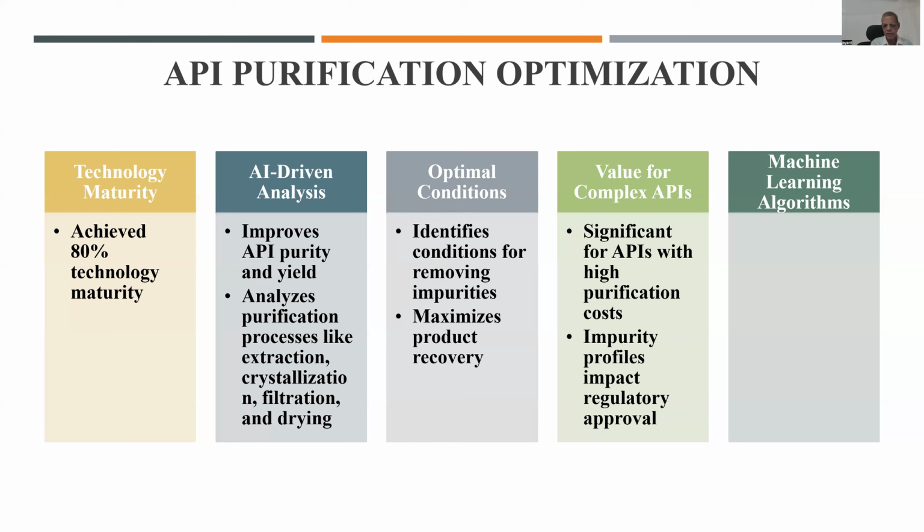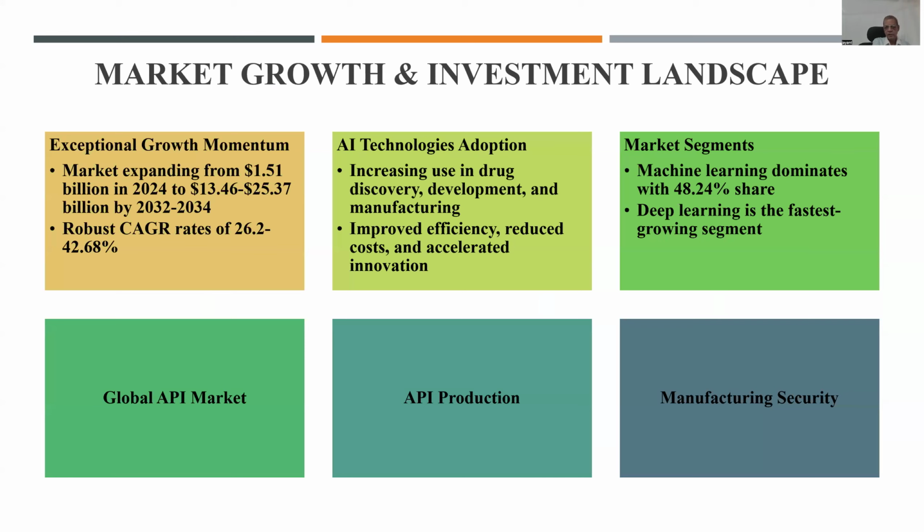And that will help in the purification. And once you have a pure product, then automatically you get a better yield and you reduce the cost, and your product quality keeps improving all the time. This is where artificial intelligence and machine learning algorithms will help.